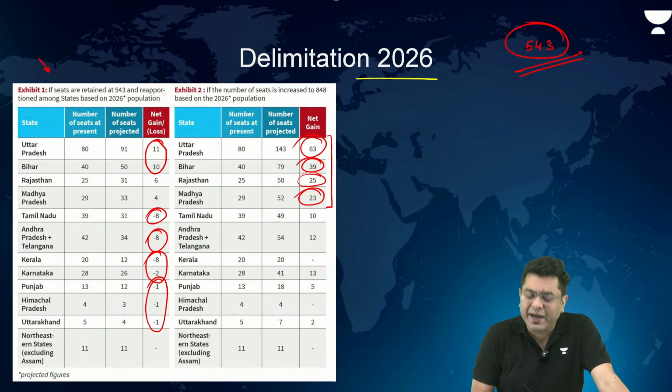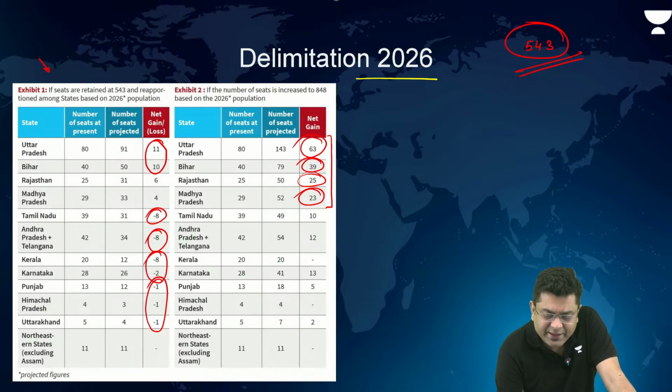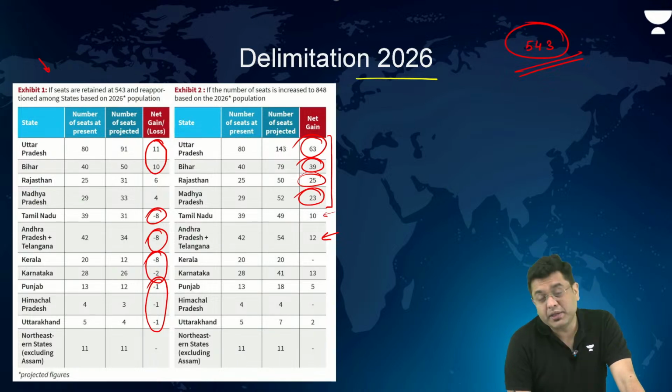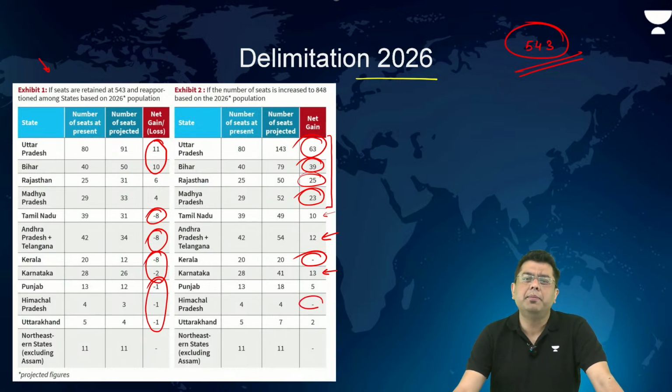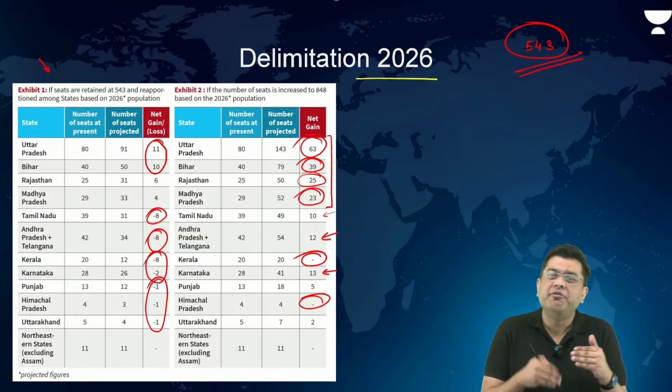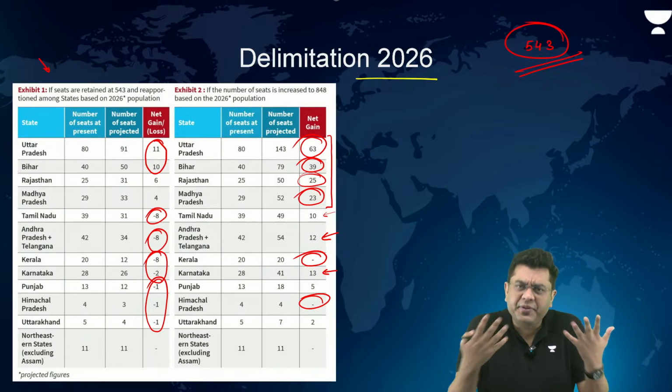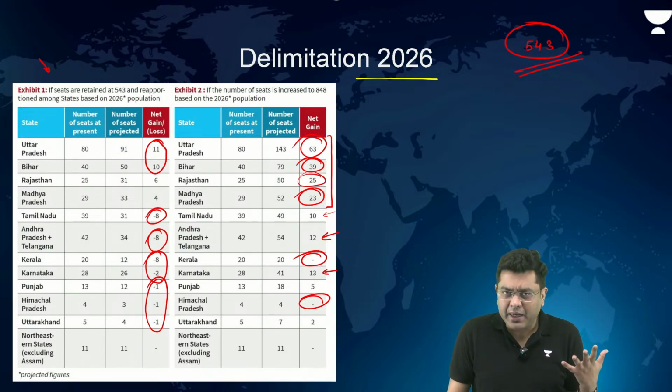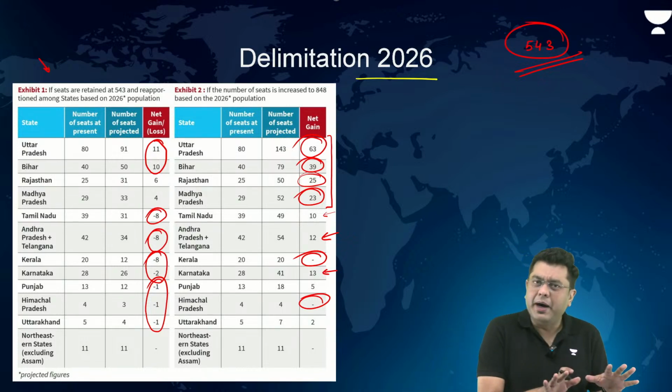But when you take a look at the southern states, they will also experience an increase in the number of seats, but 10 seats in Tamil Nadu. Andhra Pradesh, Telangana, 12 seats. Karnataka, maybe 13 seats. Kerala, no change, no increase in the number of seats. Himachal Pradesh, no increase in the number of seats. So, even in this method, many of the states will lose out in terms of the representation that they have in the parliamentary system. So think about it.